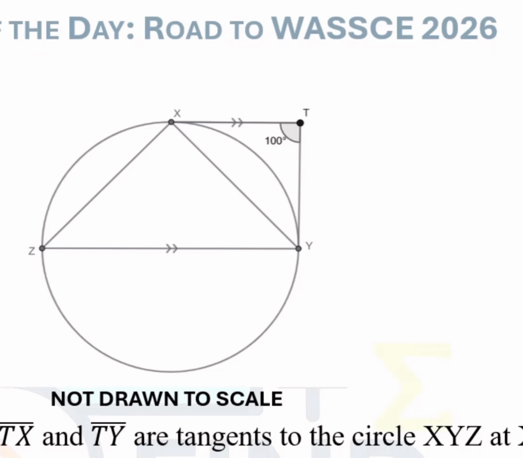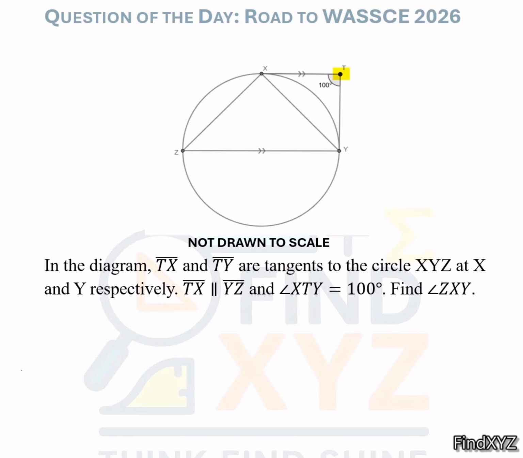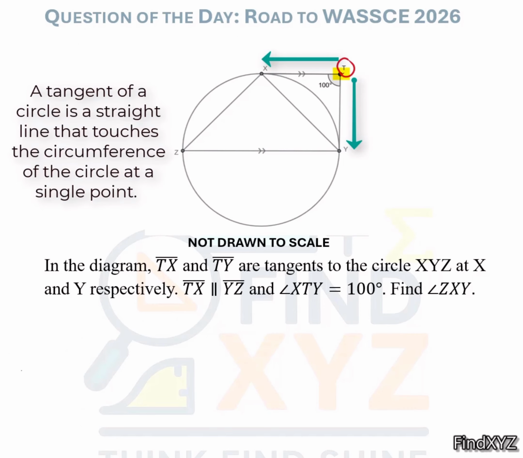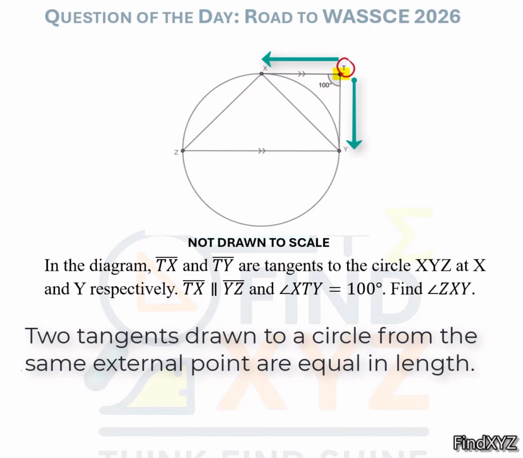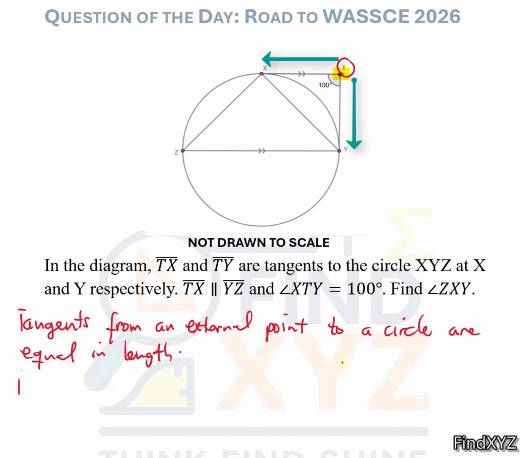Let's dive in. Now, whenever you have a tangent from an external point to a circle, these tangents, TX and TY, are all coming from the same point, that is T. And whenever you have tangents from an external point to a circle, it tells you something. What does it tell us? It tells us that tangents from an external point to a circle are equal in length. Therefore, we can say that line TX is equal to line TY. That is an amazing theorem. Now this creates an isosceles triangle.